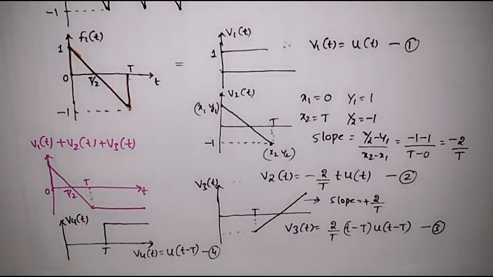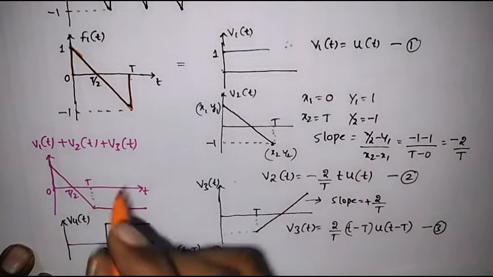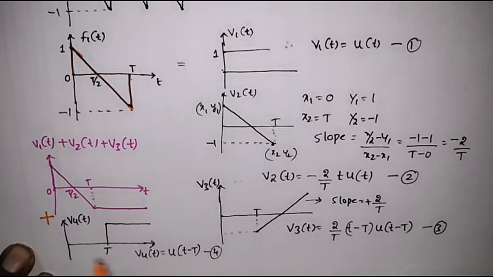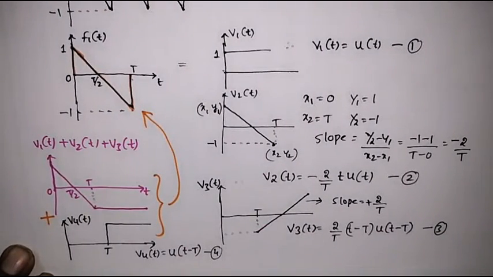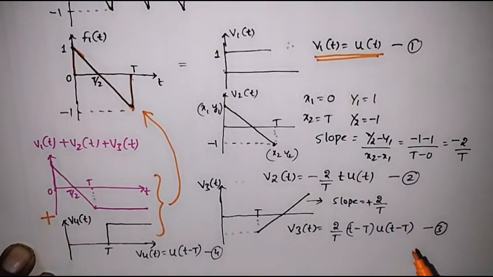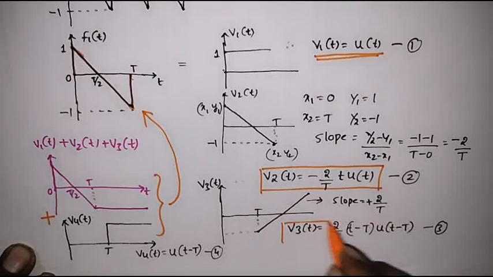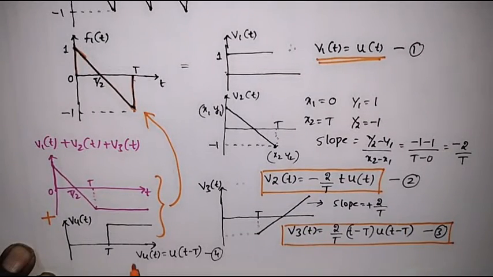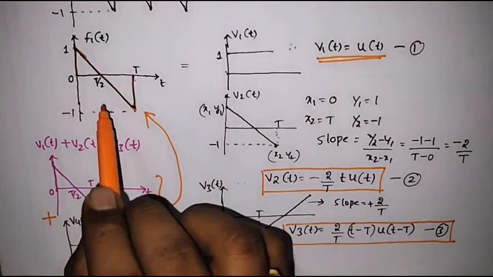So these are the 4 waveforms we needed. When we add this waveform with this waveform, we'll get this waveform. That is what we needed. Therefore this is my first waveform, v1 of t, second waveform is v2 of t, third waveform is this one, and fourth waveform is this one. So now we are supposed to add all these waveforms to get one cycle of the periodic waveform f of t.